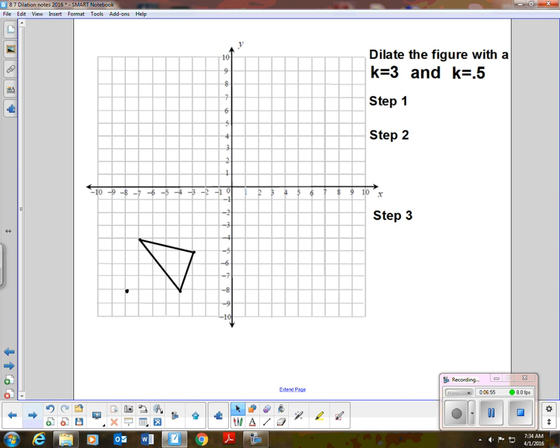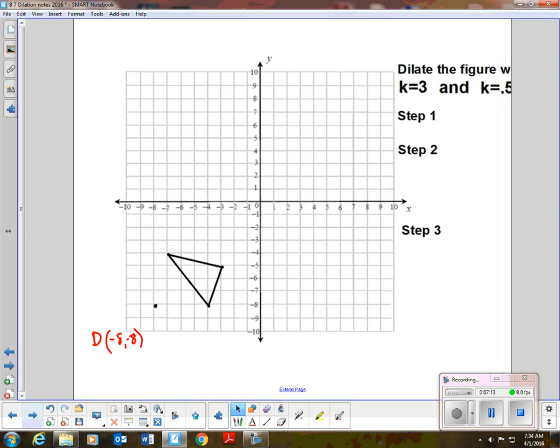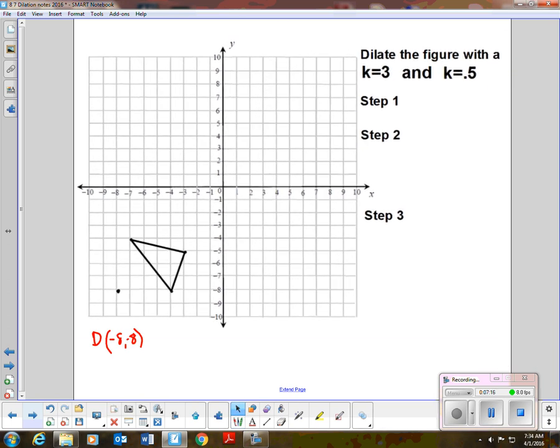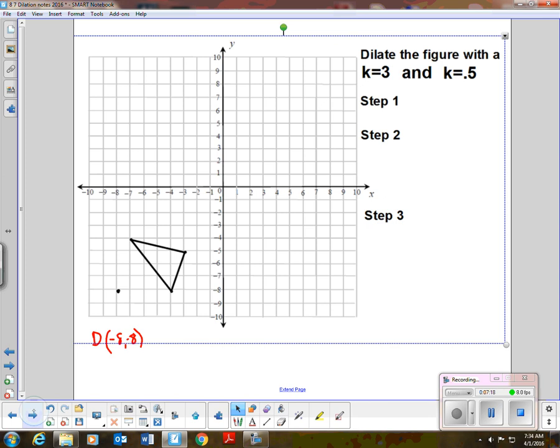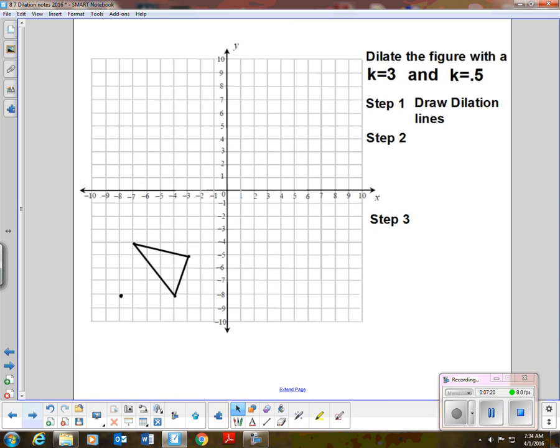Dilating a figure without using the rules. Okay, we're going to dilate this about this point right here. We're dilating about the point -8, -8. So -8, comma, -8. All right, so our first step is to draw the dilation lines.